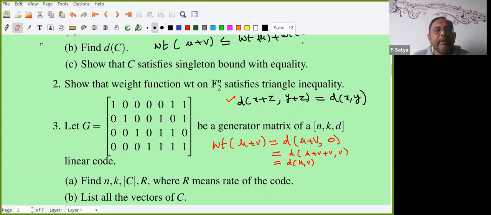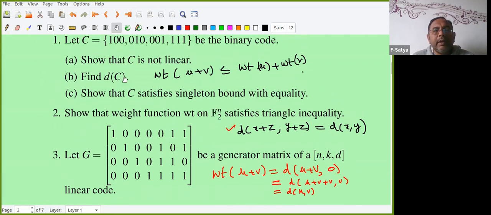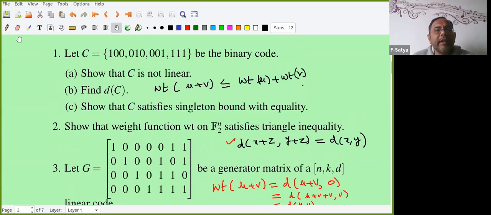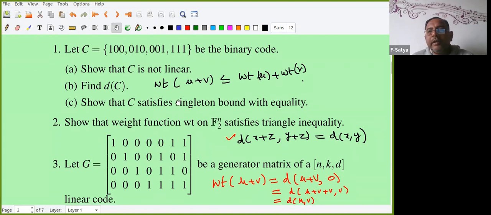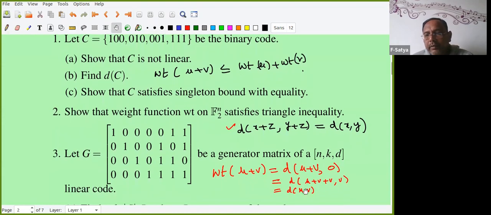If you look at these vectors, you take any vector here, if you add it to itself, what happens? 0 plus 0 is 0, 1 plus 1 is 0, right? Are you following? So if you add it to itself, then it becomes the 0 vector. So v plus v becomes 0.